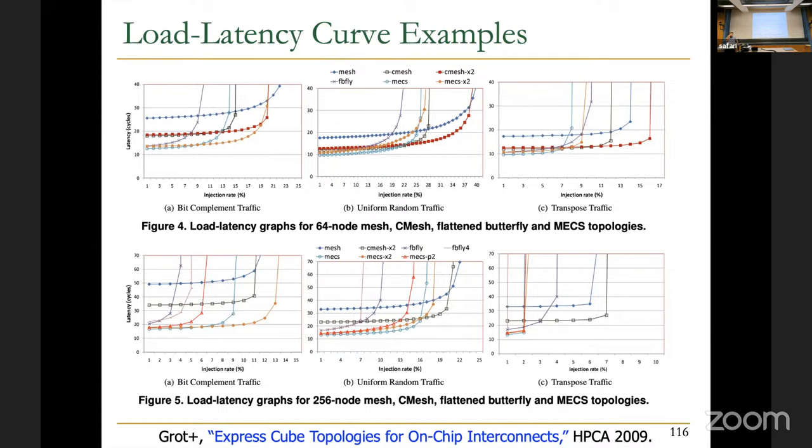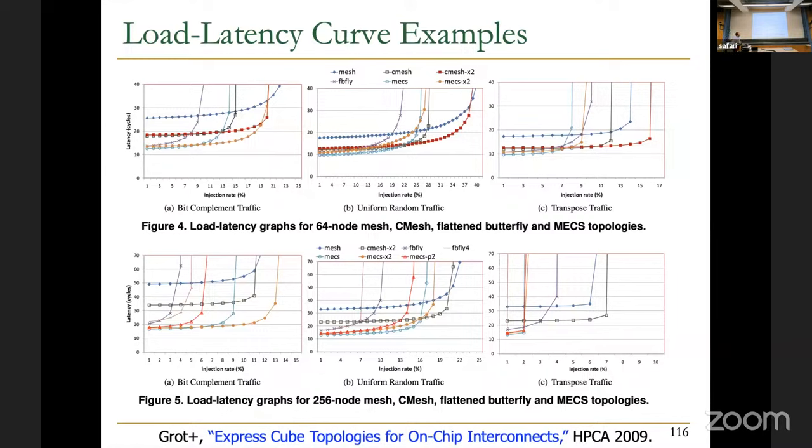But it could also be using some synthetic traffic pattern. These are some examples of synthetic traffic patterns. For example, bit complement traffic is one famous synthetic traffic pattern, where the destination of each node is a complement of the source address. So if your source address is, for example, in an 8x8 mesh, 0,0, the destination is 7,7. This is the bit complement traffic pattern.